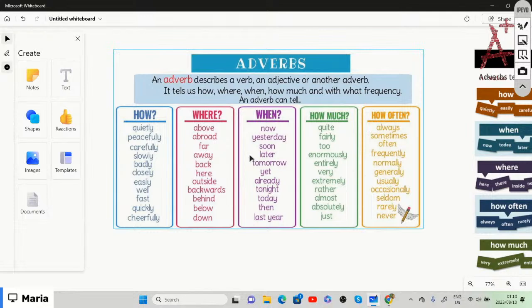Then we have adverbs that tell us when. If it tells us when, then it can be, for example, now, yesterday, soon, later, enormously.